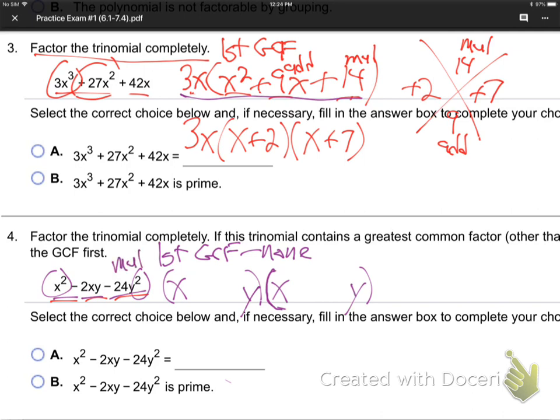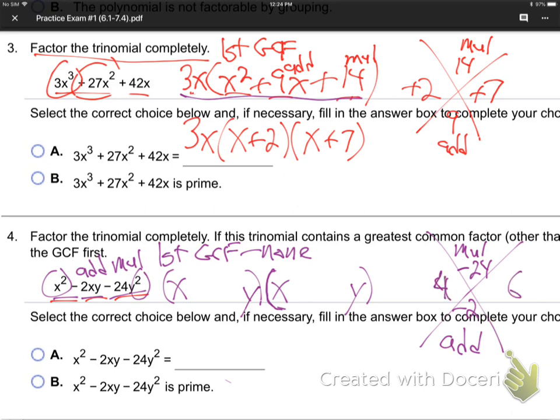What multiplies to be minus 24 adds to be minus 2. We can do the diamond thing. Wait a minute, I don't know. What times what's 24? Oh, 4 times 6. I'm a little slow here.